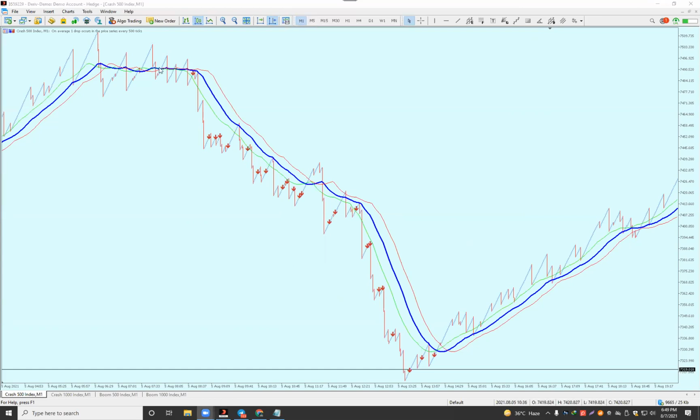Yes, sir, please. Yes, Mohammed asked. Wait a minute, please. It broke the level, but it didn't change the alligator. What is the question? The spikes break the alligator and didn't change the direction of the trend. Why?